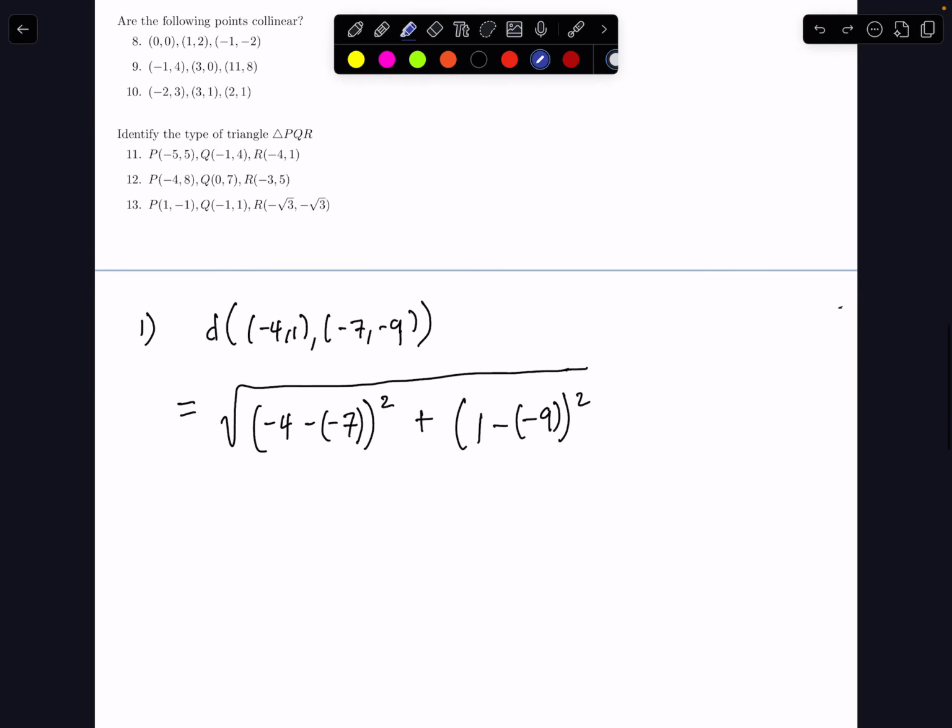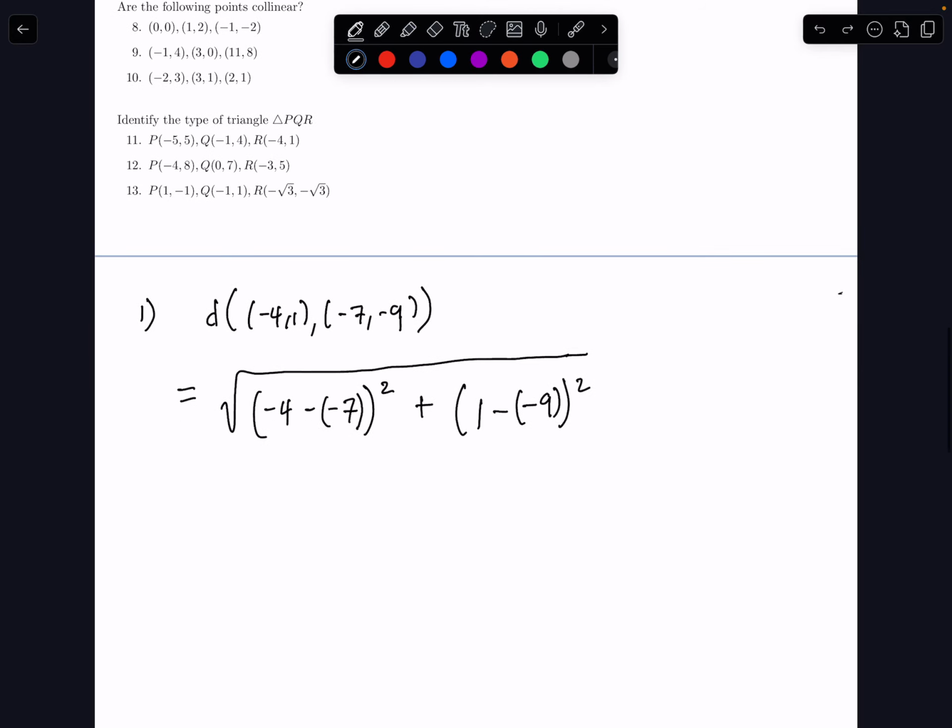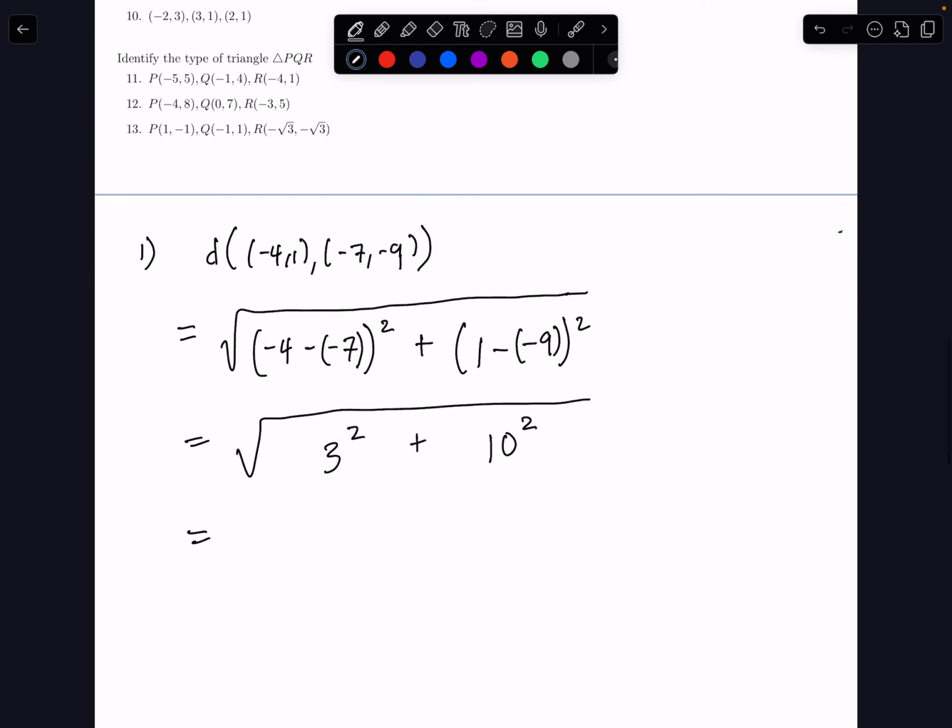Now this calculation, you can use a calculator for it. So don't worry about arithmetic. Arithmetic is not really our focus here. -4 minus -7 though, that would be the same as -4 plus 7, which is +3. So I got +3 squared. Plus 1 minus -9 is the same as 10, +10 squared. Right? So I got 3 squared plus 10 squared, which is square root of 9 plus 100. I got the square root of 109. And that's part A.